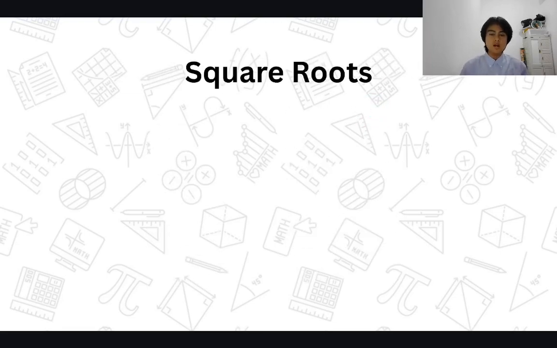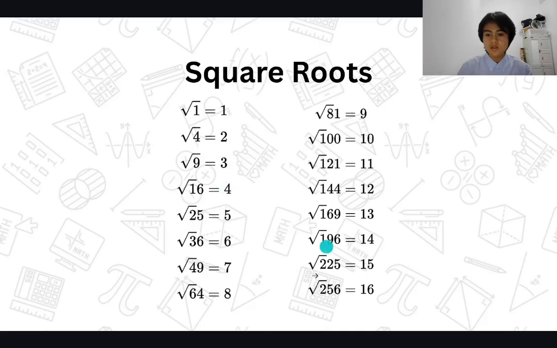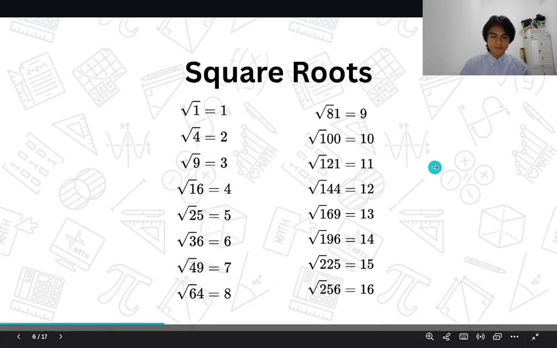Square roots are basically the inverse of squares. For example, the square root of 9 is 3, the square root of 16 is 4, and the square root of 25 is 5, and so on. This is the table up to 16.